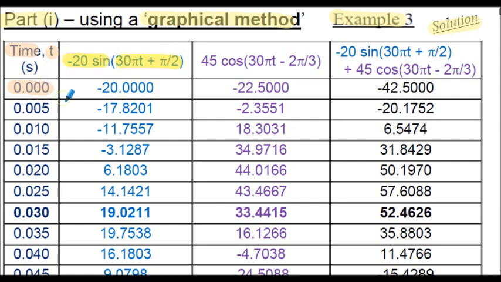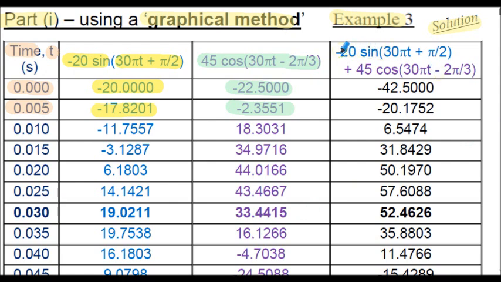So when t is equal to 0, the answer is negative 20. When t is equal to 0.005, the answer for this waveform is negative 17.8201, to 4 decimal places, and so it goes on. We do exactly the same for the second waveform, 45 multiplied by the cos of 30 pi t minus 2 pi divided by 3. So when t is equal to 0, here's the value. When t is equal to 0.005, here's the value, and again, so it continues.